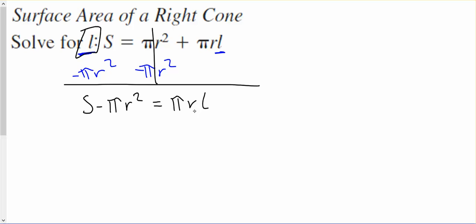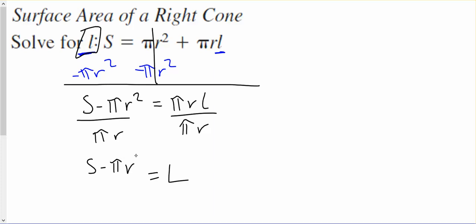So what's happening to the L? It's being multiplied by pi and r. So what's going to undo that? Dividing by pi and r. Divide by pi and r. And some of you guys get a little bit scared because this doesn't look very nice. But this answer is just s minus pi r squared over pi r.